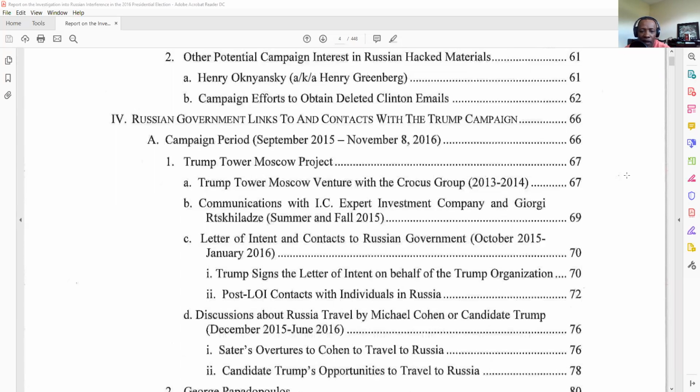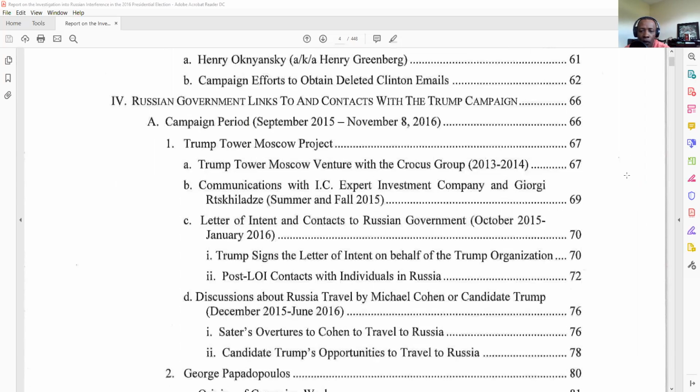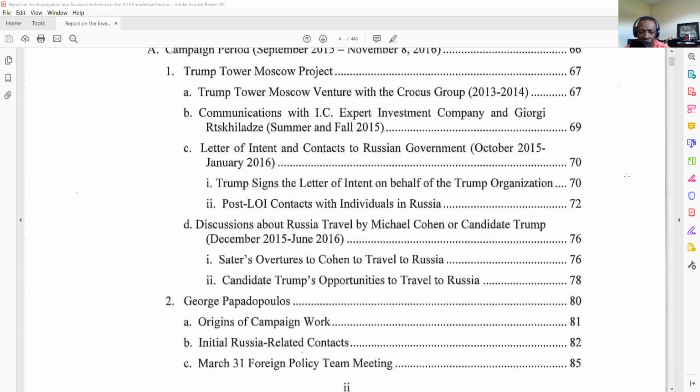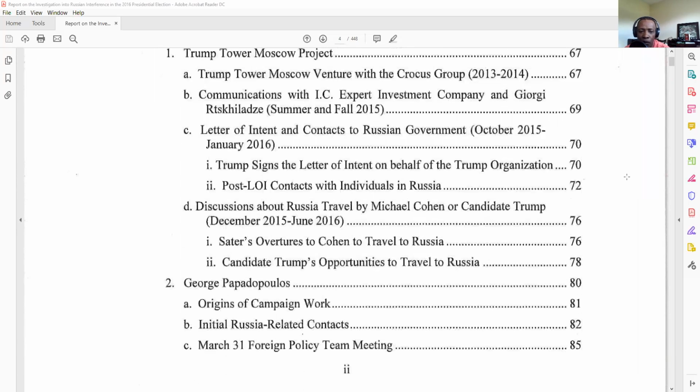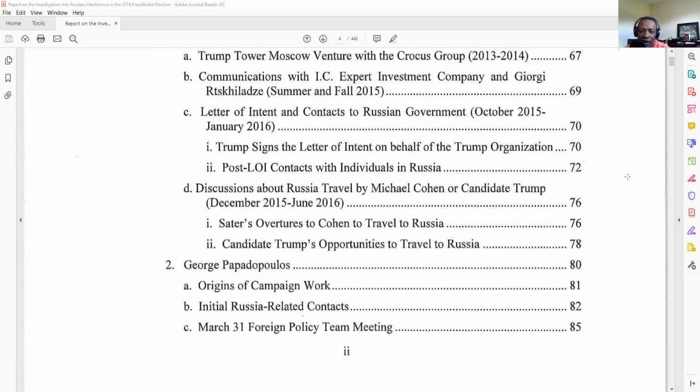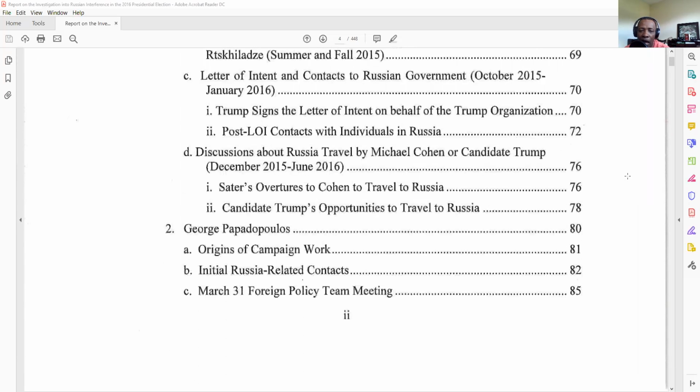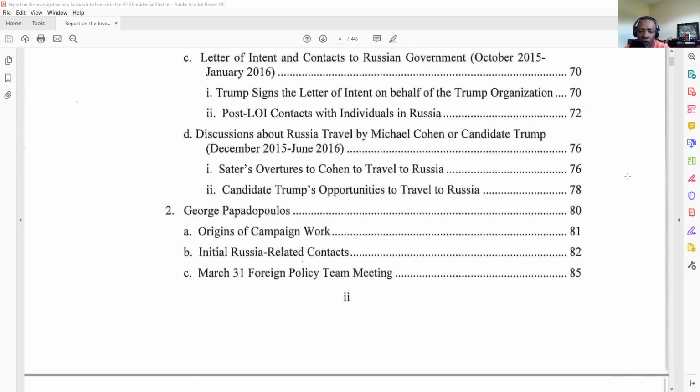Trump Tower Moscow project. Trump Tower Moscow venture with the Crocus Group, 2013 to 2014. Communications with I.C. Expert Investment Company and the Kyrgyz Republic, summer and fall 2015. Letter of intent and contacts with the Russian government, October 2015 to January 2016. Trump signs a letter of intent on behalf of the Trump Organization, post-LOI contacts with individuals in Russia.